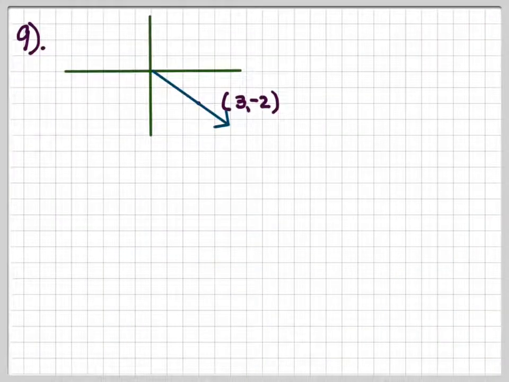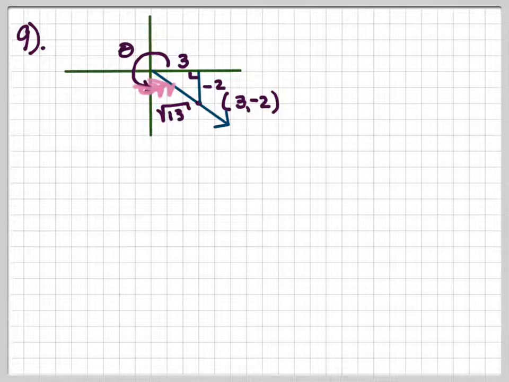All right, number 9 is next, and we're given the point 3, negative 2, and we want to find the 6 trig functions based on that. Well, we have theta, actually I've kind of drawn this wrong. It should go all the way up there. So theta goes from the x-axis to the terminal side, which is the ray that 3, negative 2 lies on. If we set up our reference angle, which goes back to the x-axis, we have x is 3, y is negative 2, and if we use the Pythagorean theorem, then the hypotenuse is square root of 13, and remember that's always positive.